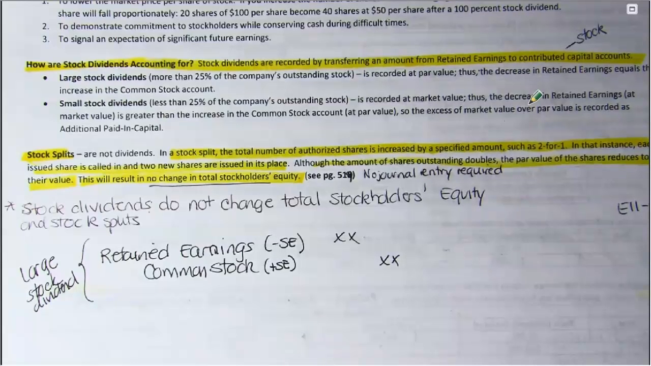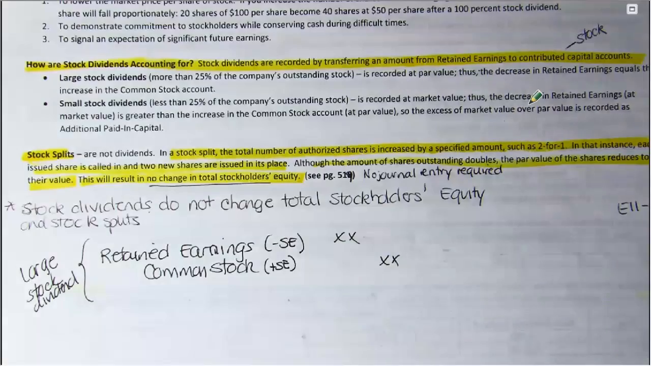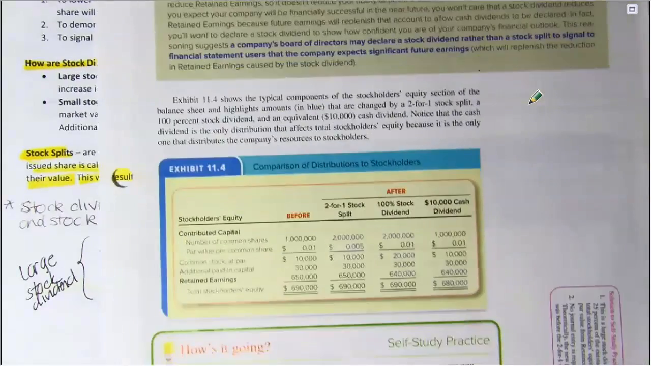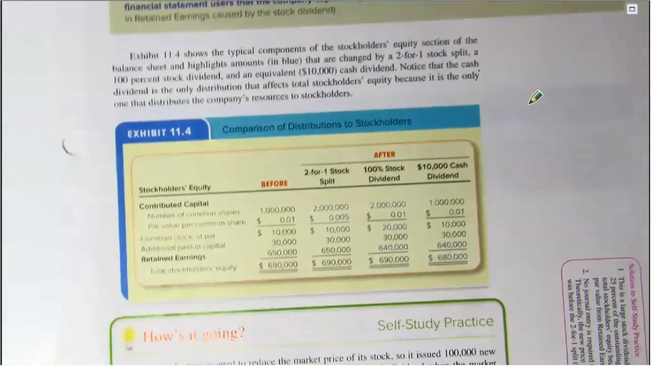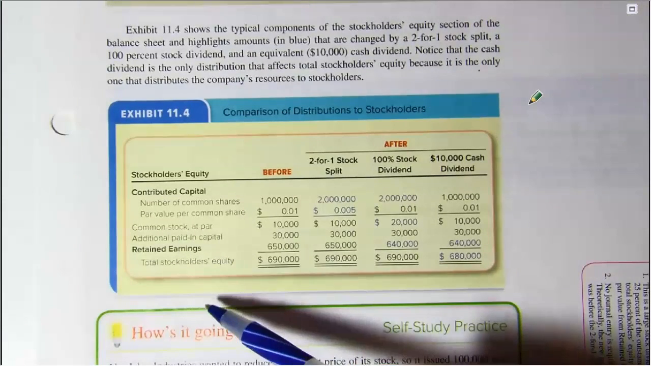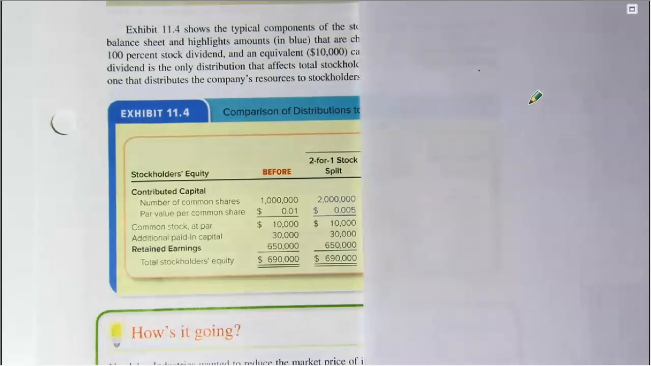Okay, so let's see, page 519. I'm going to pull that up too. Here we go. We're going to look at this one, but I'm going to give you some more examples of this. Okay, so here's the stockholders' equity section. I'm going to cover that up for just a moment.